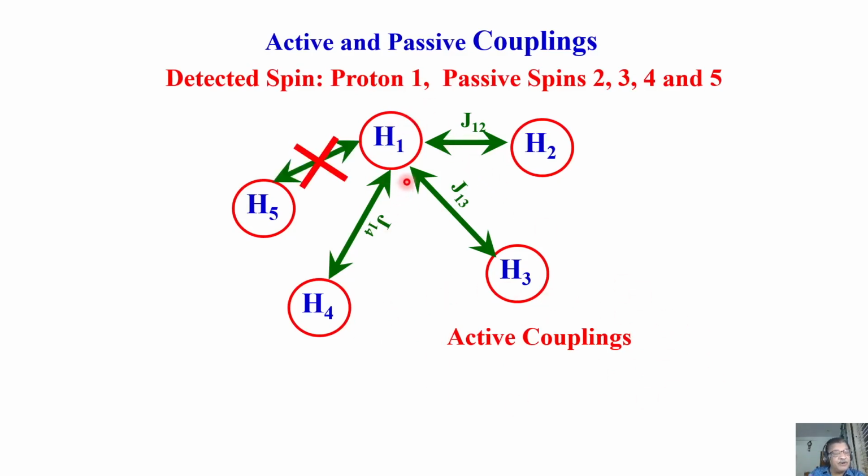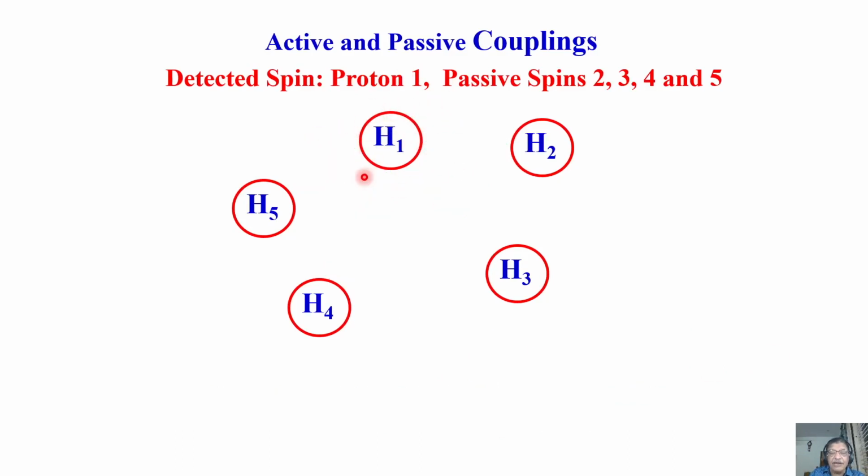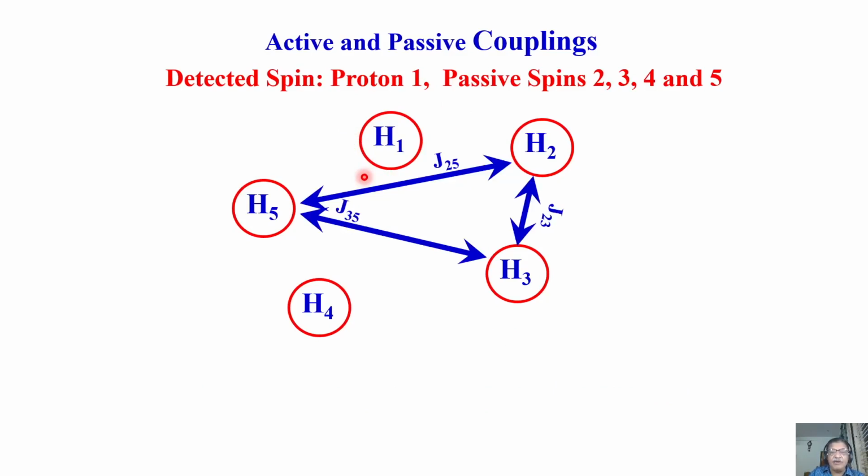Now, this coupling is 0, no problem. These couplings give us the multiplicity for proton 1. So, active coupling gives you multiplicity at the site of this one. Now another thing, we will extend the logic. What about this coupling 2,5? What about 3,5? It has a coupling strength of 3,5. What about 2,3? What about 3,4? What about 4,5?